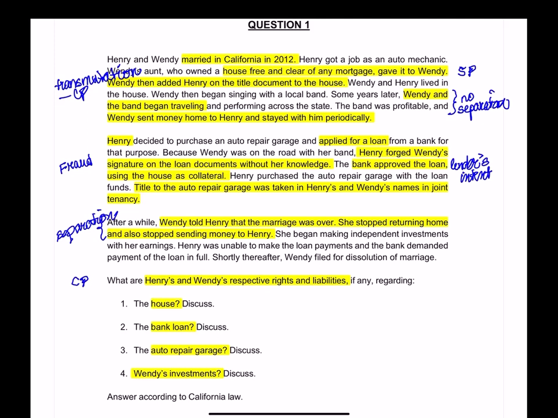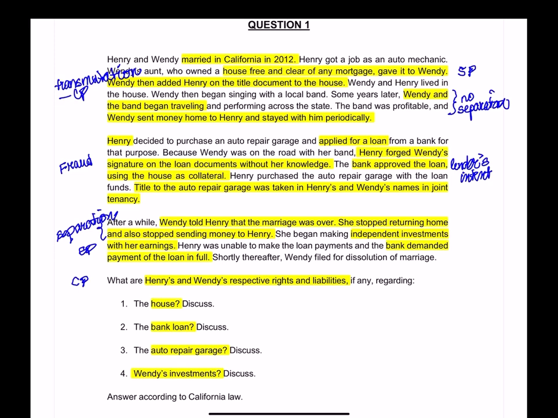Henry was unable to make the loan payments, and the bank demanded payment of the loan in full. Shortly thereafter, Wendy filed for dissolution of marriage. Okay, so her investments are separate property. What do we have in the calls? Call 1, the house. All right, we said it started as separate property, but then it was transmuted into community property. Those are the issues I need to write about the house.